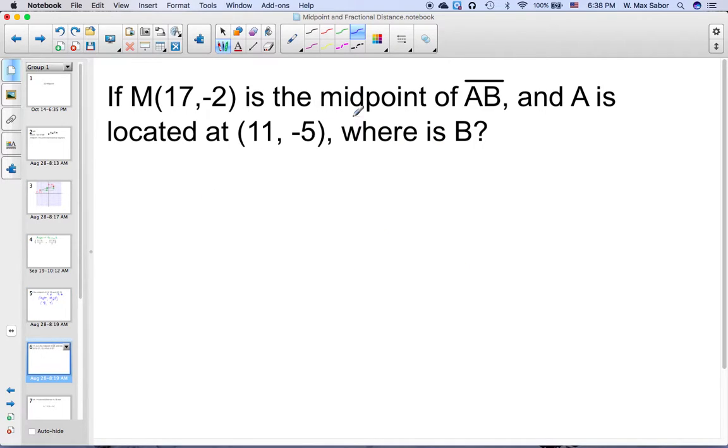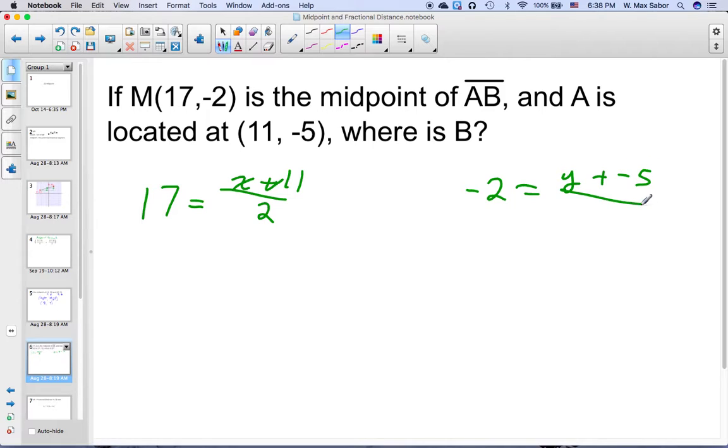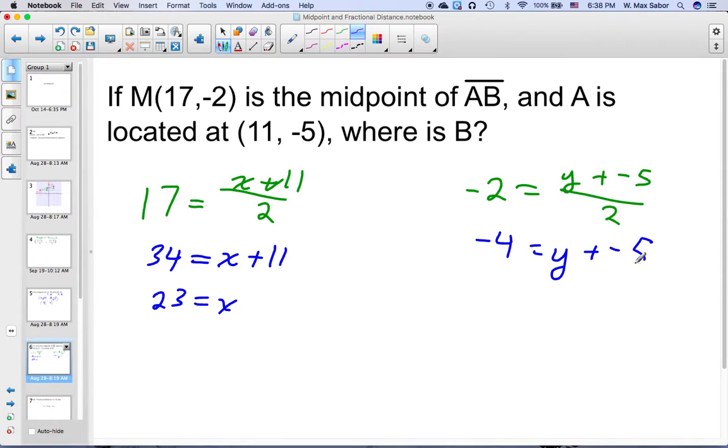If 17, comma, -2 is the midpoint, and A is located at 11, comma, -5, where is B? Well, 17 is the answer when we take the average of our x-coordinate and 11. And -2 is the midpoint when we take the average of y and -5. So we can solve these two equations for x and y. And when we solve those two equations, we get 23 is x, and 1 is y. So B has the coordinates of 23, comma 1.